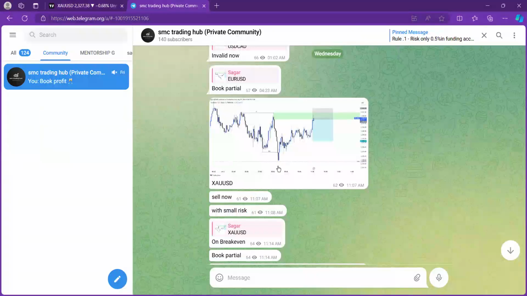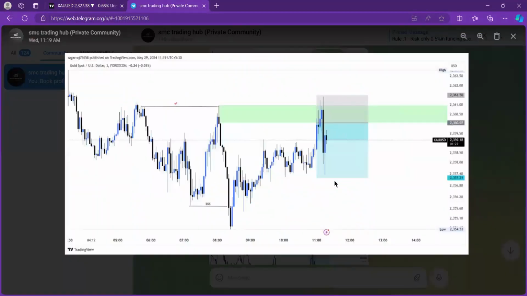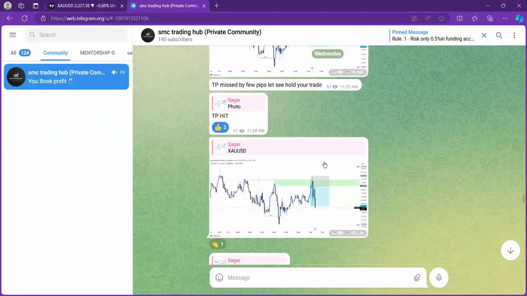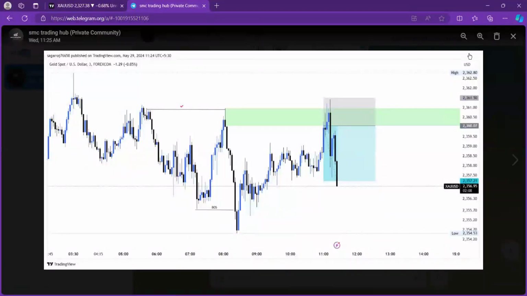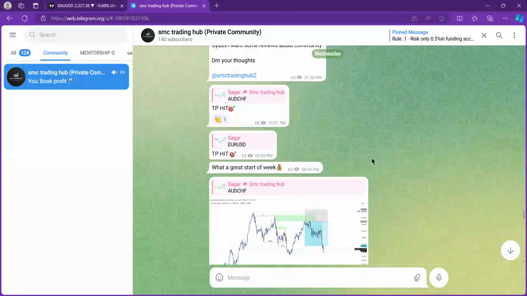This is a book partial, and just here price takes rejection, but we hold this trade, right? TP missed by a few points, let's say, we hold it, and then again price hit our TP, right? All right. So now talk about another trade.